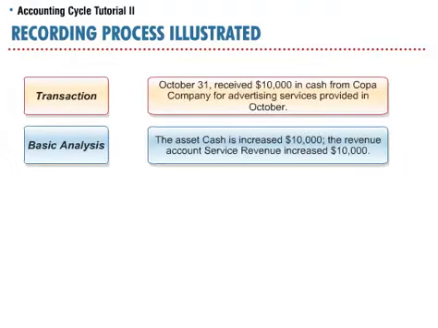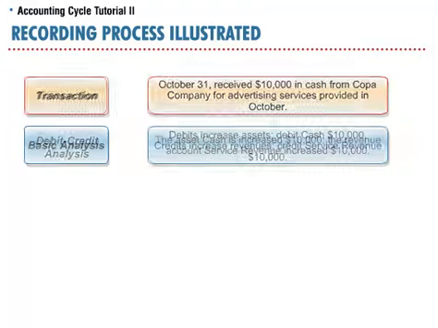On October 31st, Pioneer Advertising Incorporated received $10,000 in cash from Copa Company for advertising services provided in October. The asset cash is increased $10,000, and the revenue account service revenue is increased $10,000.